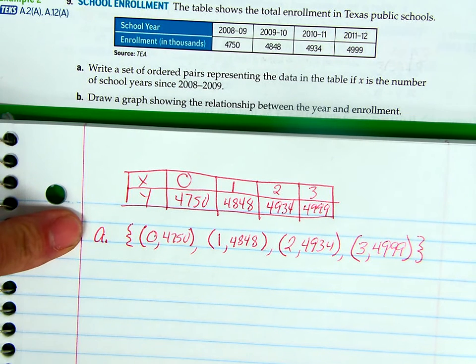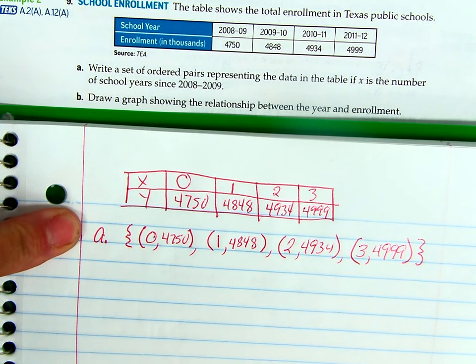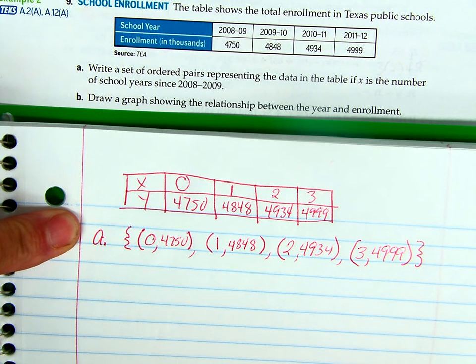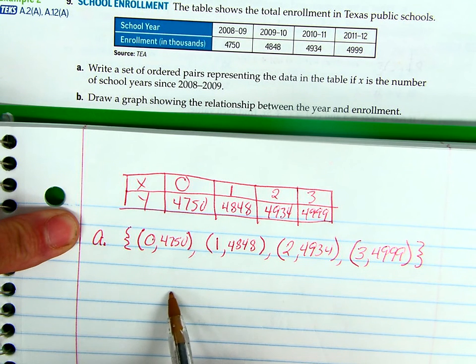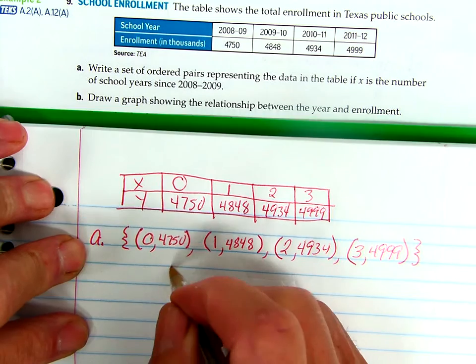Now we did that so that we could do part B, draw a graph showing the relationship between the year and enrollment. Is a year something that you could cut up into sections? Yeah, you can cut a year up into sections, half a year, quarter of a year. So this is going to be a continuous graph. We can plot all the points and we can draw a line or a curve connecting all of them. All right, so here we go.